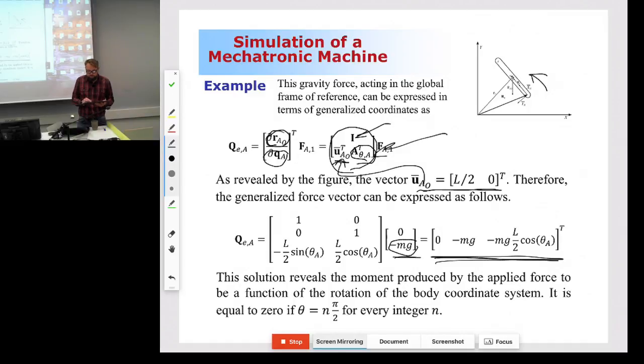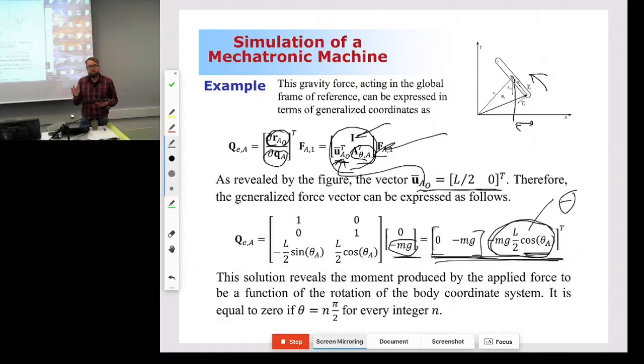Look at these first two components. These are exactly the force components; I'm just transferring them to my generalized forces. The third component is the force where it is applied multiplied by the lever arm, and the lever arm depends on the angle theta. That's how it goes, and this one applies to the theta coordinate.